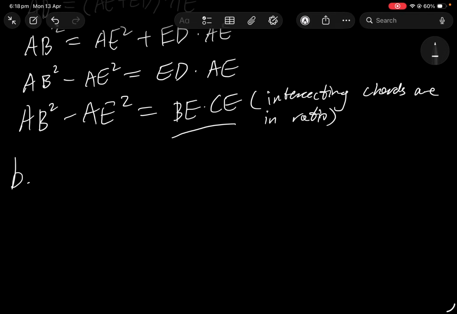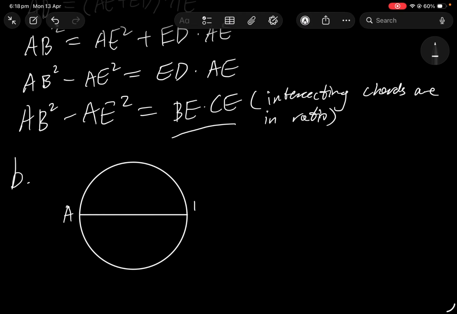Cool. Part B. Diameter AB of a circle with center O extends to C. So circle again, and then AB can be here. Diameter AB of a circle with center O extends to C, and from C a line is drawn tangent to a circle at P. So from C, you draw a tangent.